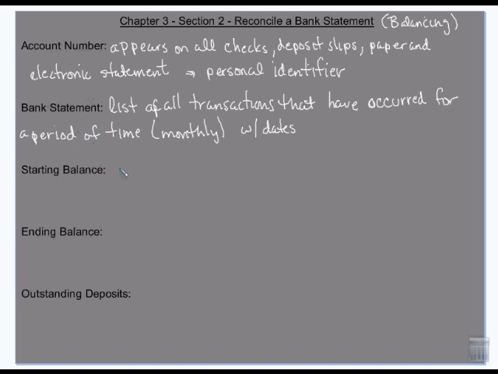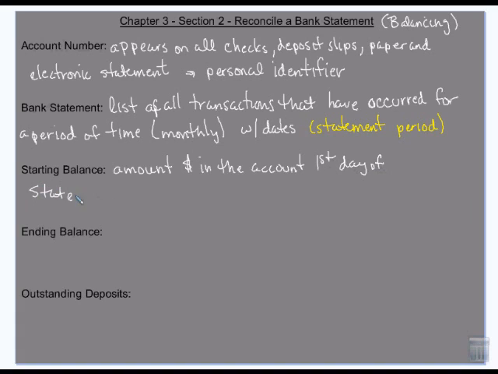Your starting balance is the amount of money in the account the day the statement period started. Oh, yeah. Sorry, this is called a statement period, the amount of time. Okay, so it's the amount of money in the account the first day. And this is the amount of money on the last day of the statement period.